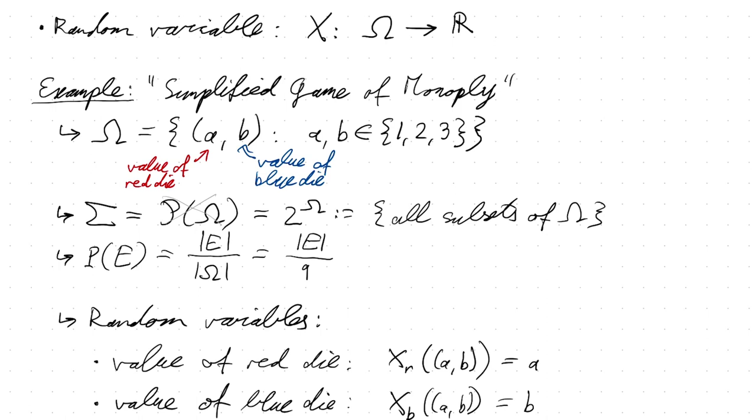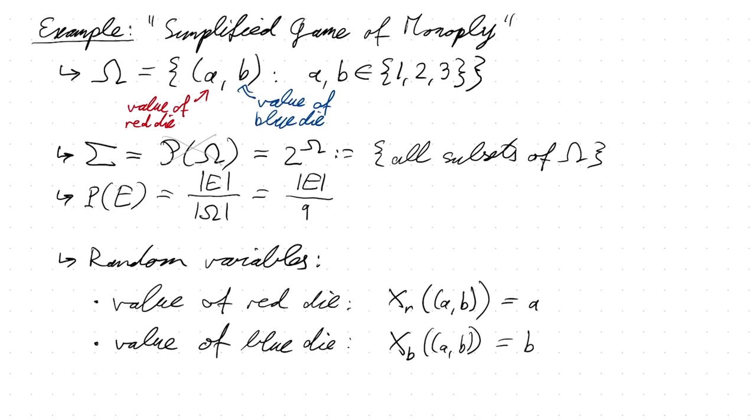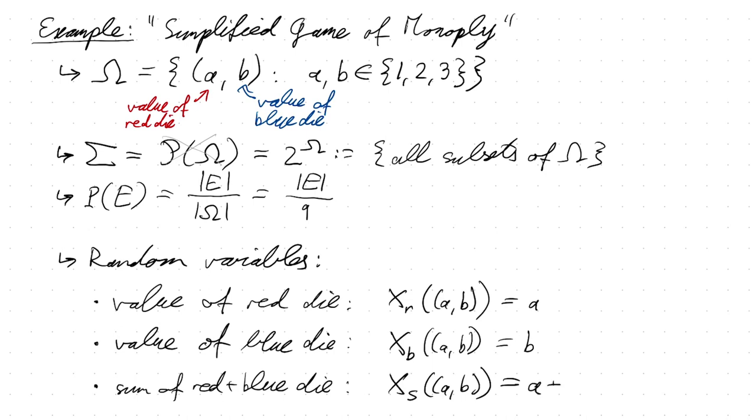And so far, we haven't really gained anything from defining these random variables. We could have just thought of A and B from the start. But another random variable that we're actually more interested in in this simplified game of Monopoly is the total value of the throw. So the sum of the red plus blue die. I'm going to denote this random variable as X sub S for sum. Again, it takes a value from the sample space, and then it maps it to A plus B, which is now in the set 2, 3, 4, 5, or 6.